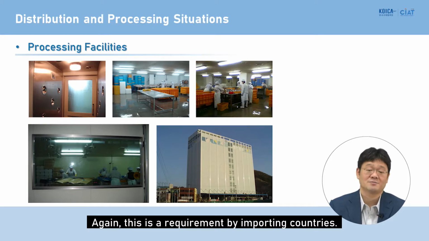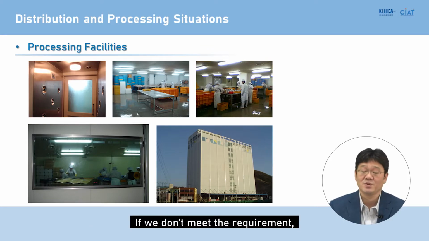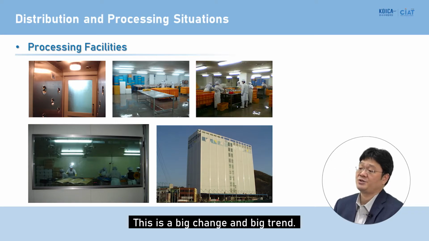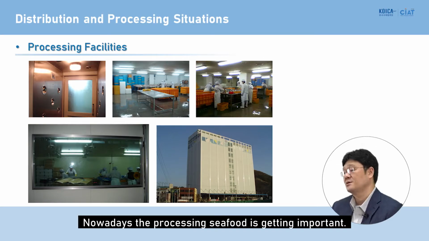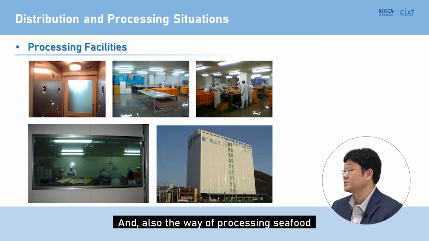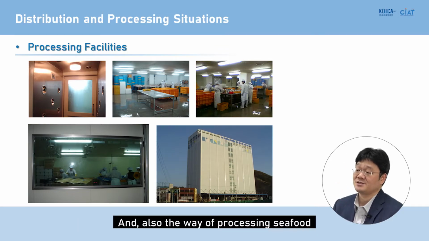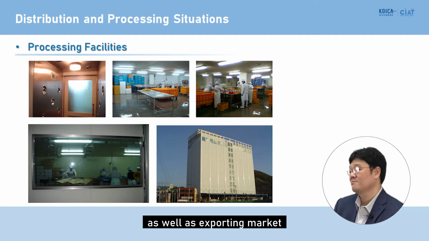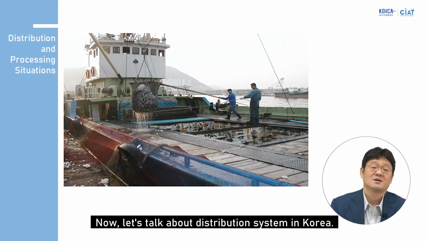Again, this is a requirement by importing countries. If we don't meet their requirements, we cannot export our seafood. This is the big change, the big trend nowadays. Processed seafood is getting important, and the way of processing is important for domestic markets as well as exporting markets. Now, let's talk about the distribution system in Korea.